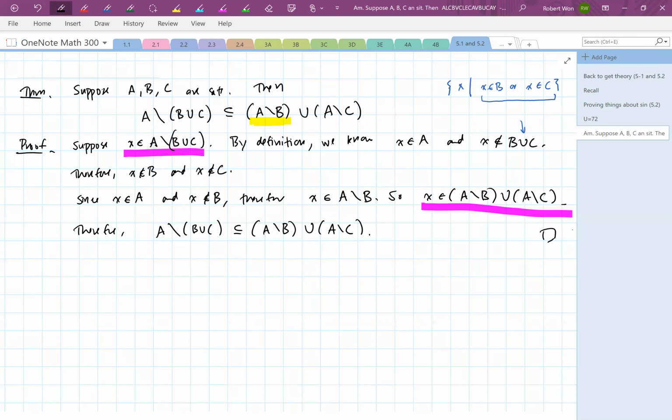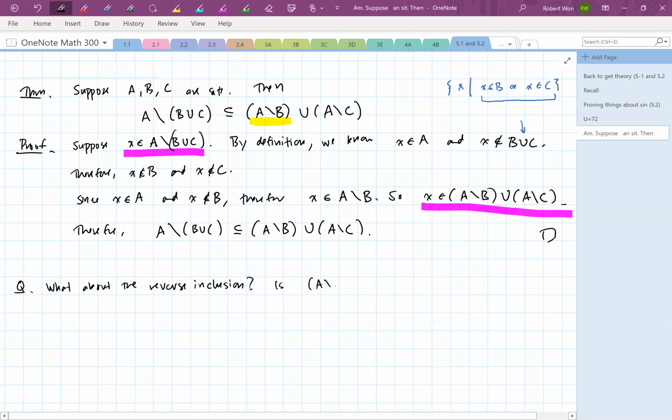Okay, so this is a nice standard element chasing proof. And I think that the statement of this is not that easy to see whether it's true or not. In fact, let me ask you a question. What about the reverse inclusion? We just showed that the left-hand side is a subset of the right-hand side. So my question is, is the right-hand side a subset of the left-hand side?